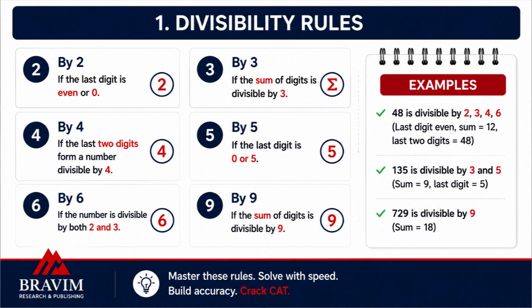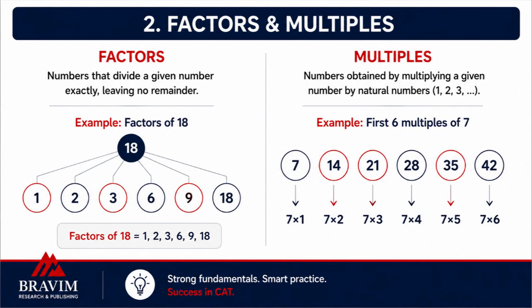Finally, a number is divisible by 9 if the sum of its digits is divisible by 9. For example, 7 plus 2 plus 9 equals 18. Since 18 is divisible by 9, so is 729. These simple rules can save precious seconds during the CAT exam. Slide 3. Factors and multiples.